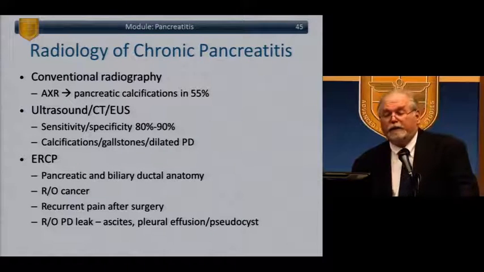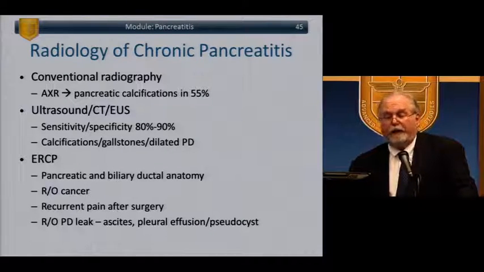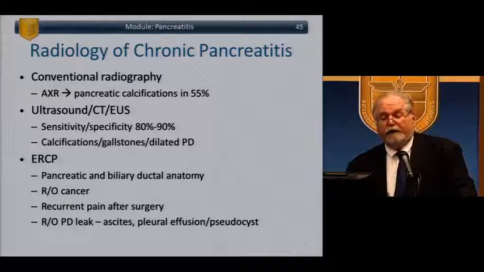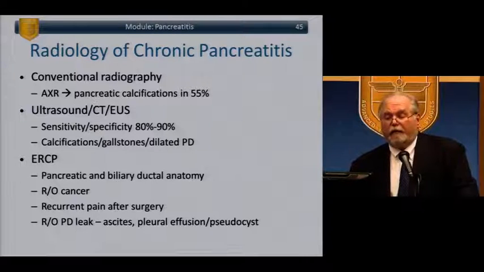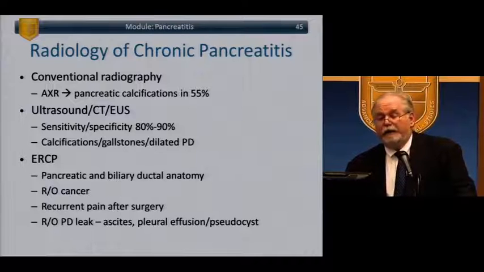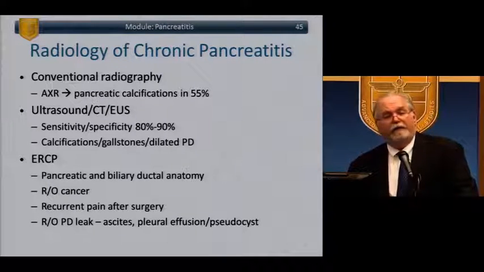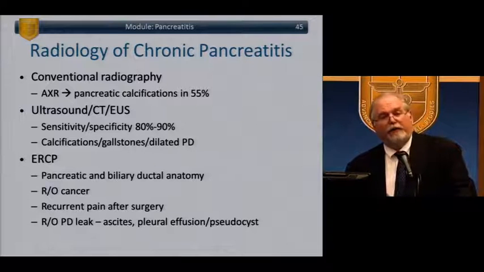The radiology of chronic pancreatitis: in about half the time you'll see calcifications. Most of the time you'll get CT, ultrasound, or endoscopic ultrasound, which can show calcifications, gallstones, dilation of the pancreatic duct. And dilation of the pancreatic duct is the major branch point as to the determination of what type of procedure to do if you're going to contemplate surgery on these patients.